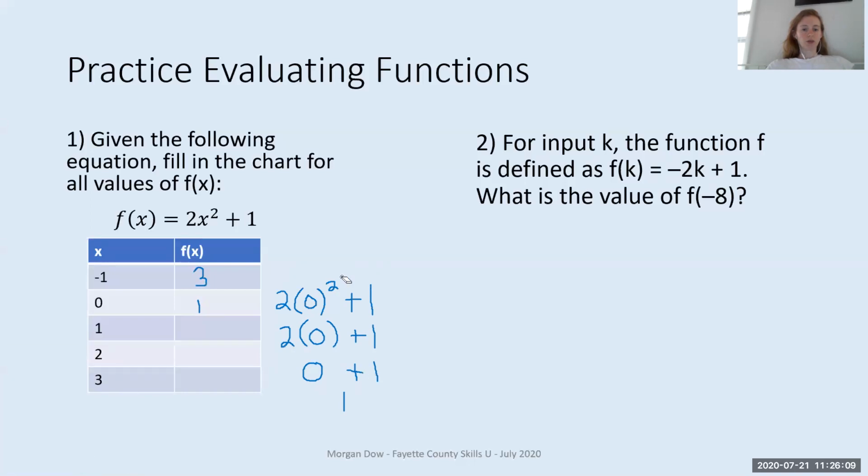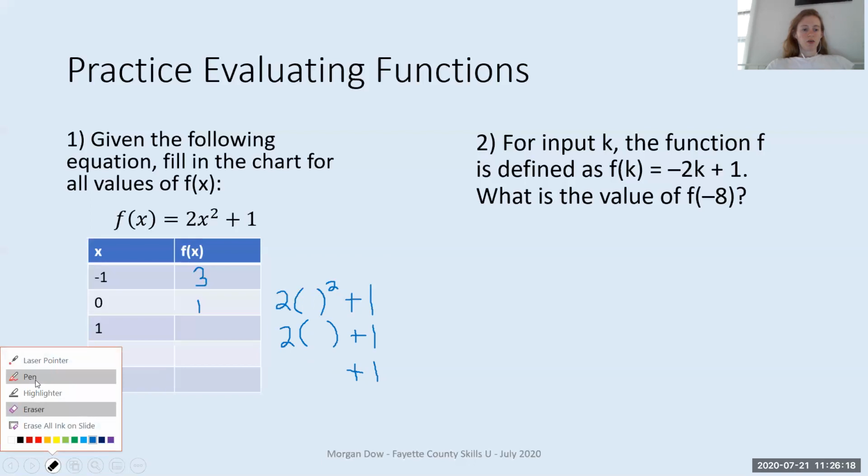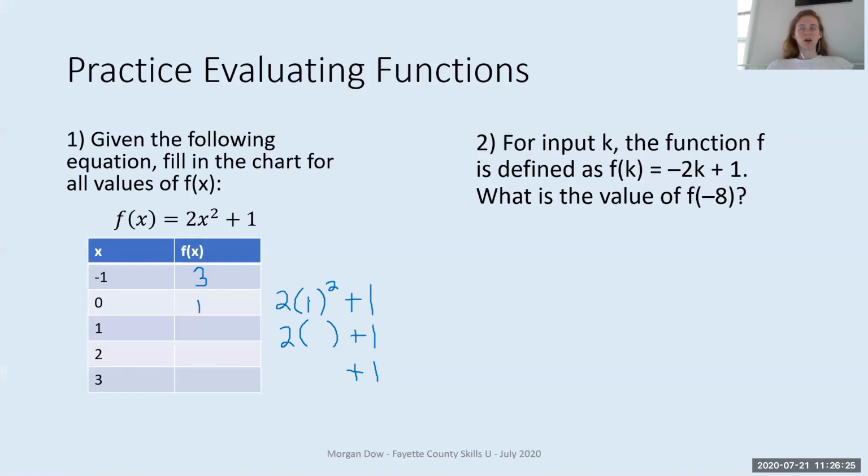Okay, and the next one here, we have an input value of 1. So first thing we do is that exponent, 1 squared. 1 times 1 is just 1. So then we have 2 times 1, which equals 2. Finally, we get to that addition. So 2 plus 1 is 3. We get the same output that we got for negative 1.